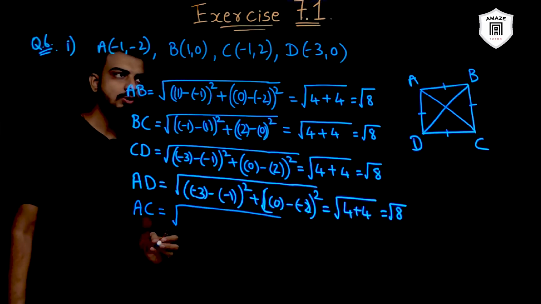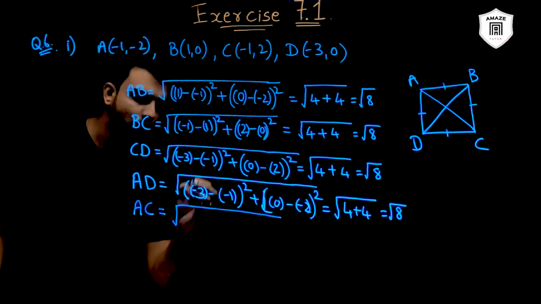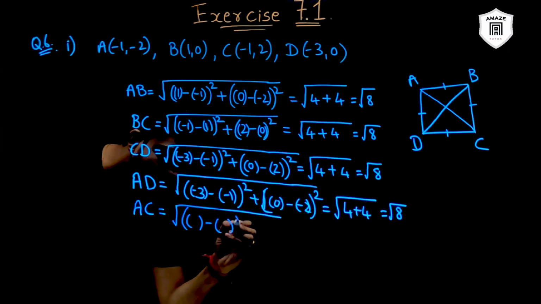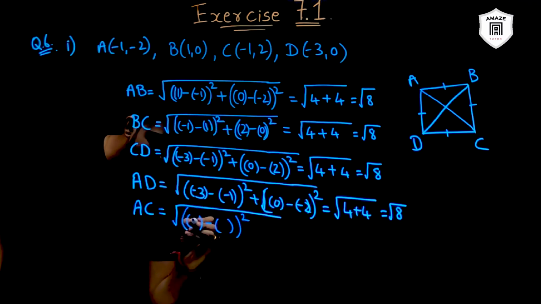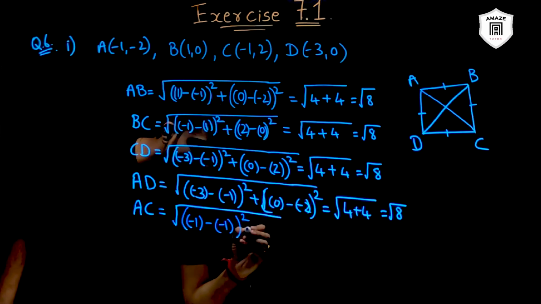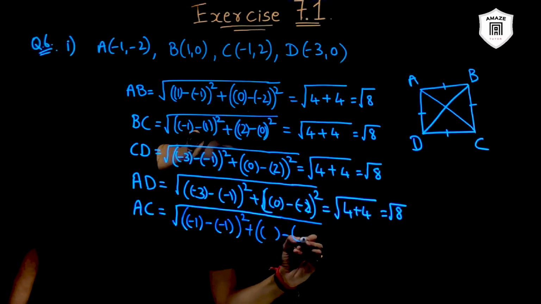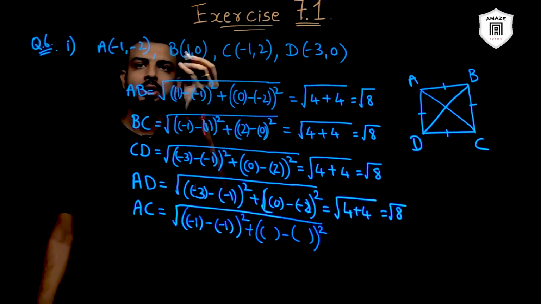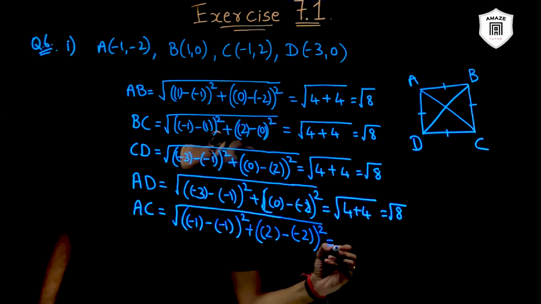x2 minus x1 the whole square, for A and C. So I am taking this x1 comma y1 and x2 comma y2. So x2 minus x1 the whole square. So here minus 1 and minus 1. So minus 1 minus 1 plus y2 minus y1 the whole square. What is y2? 2. And what is y1? Minus 2. So 2 and minus 2 here.